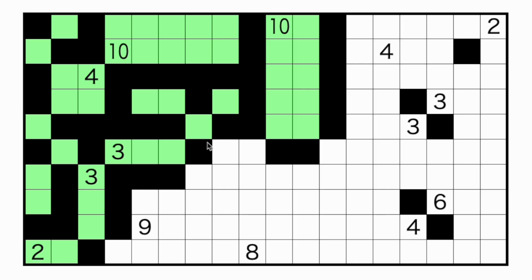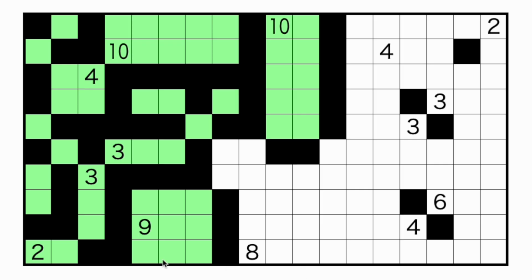Now we have a 9 clue. That can't be a 1x9, so it is a 3x3, and there's only one place to fit that here. So that is done, and must connect diagonally to something. This whole region needs to connect, and it can only do that through this cell.